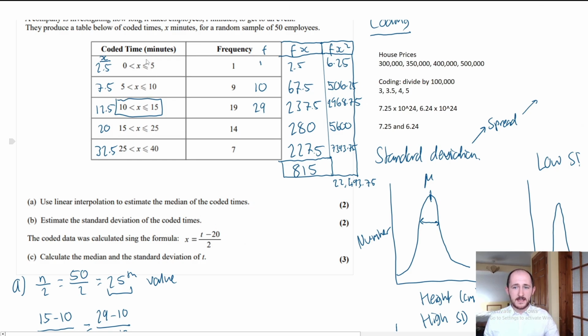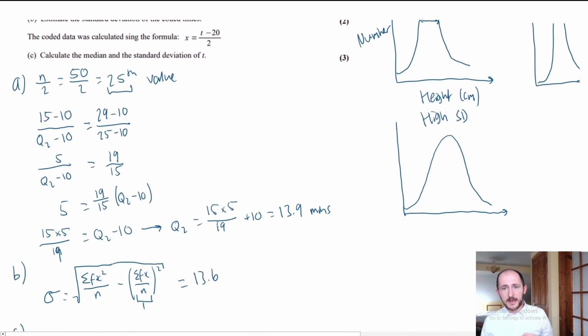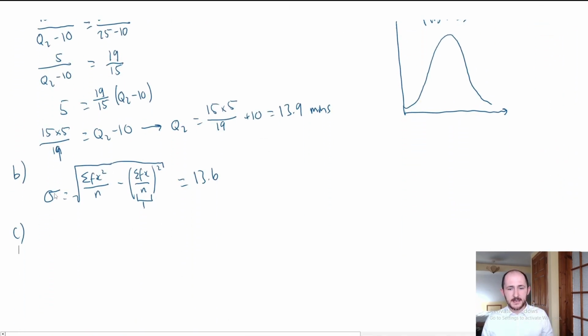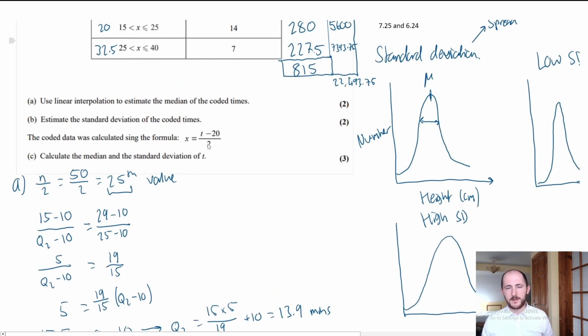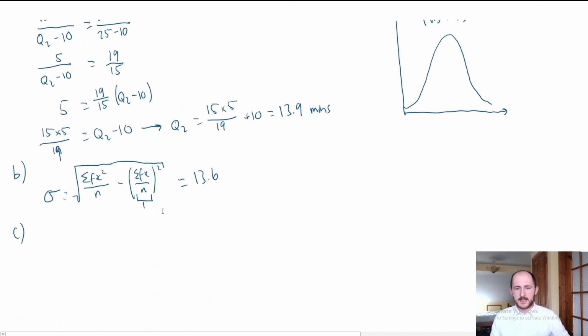They've subtracted 20 from every value and then halved it. So now we get onto how the mean, the median, and the standard deviation are affected by this coding. To uncode this, let's look at this. We have x is equal to (t minus 20) over 2.